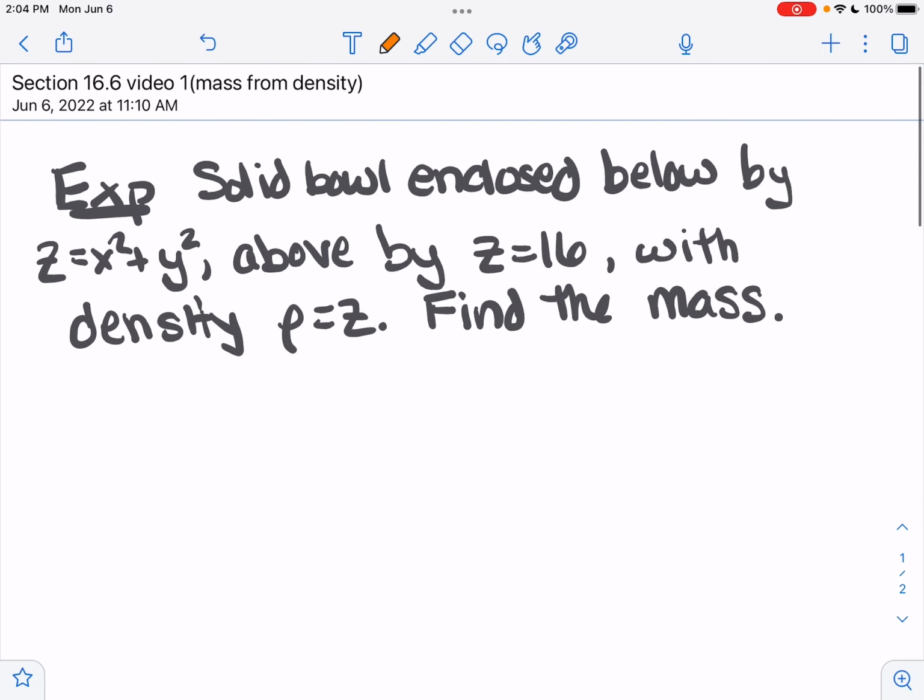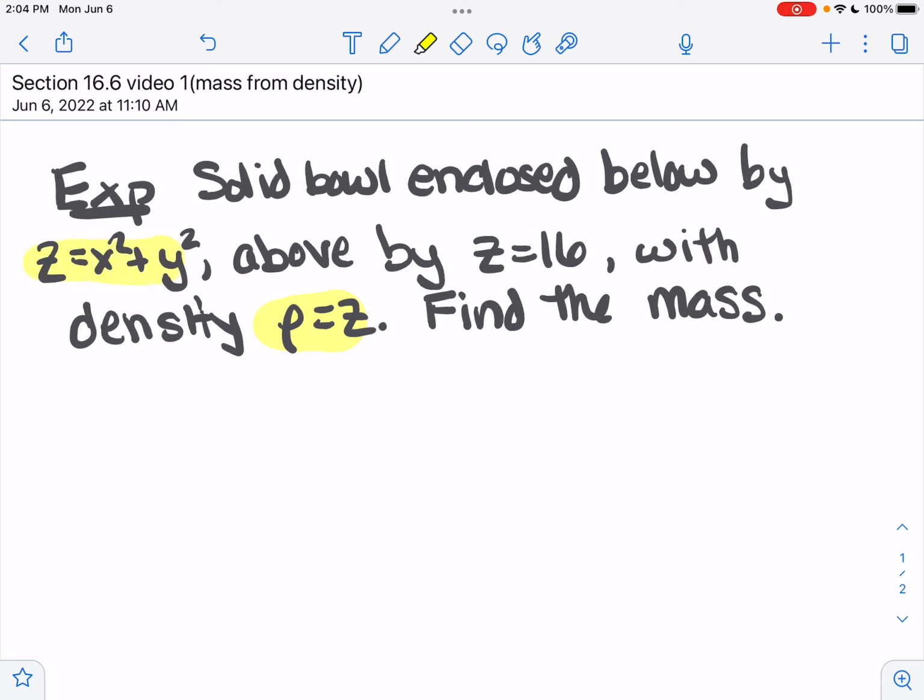A little example here of using multiple integrals. In this case, it would be a triple integral in order to find mass. We are integrating a density function in order to find the mass. The density is given. This structure, whatever it is, gets more dense as you move up along the z-axis. The density is equal to the height on the z-axis.